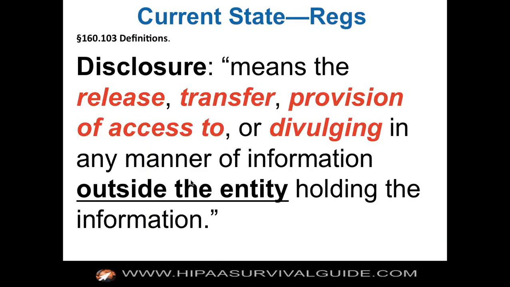Okay, so where are we today? What does disclosure mean? Well, it means the release, transfer, provisioning of access to, or divulging in any manner of information outside of the entity. Notice that there are no exceptions built into the definition. If you share this information outside of the entity, and of course we're talking about protected health information, even though PHI is not built into the definition. This is a definition from 160.103. It's really quite broad.